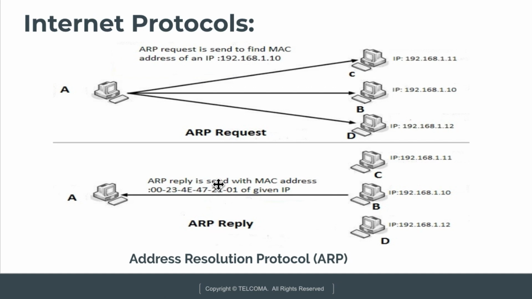Here you can see in the diagram that for the ARP request, it broadcasts the message with the IP address, and after getting this message, computer B responds with its own MAC address and IP address as the ARP reply.